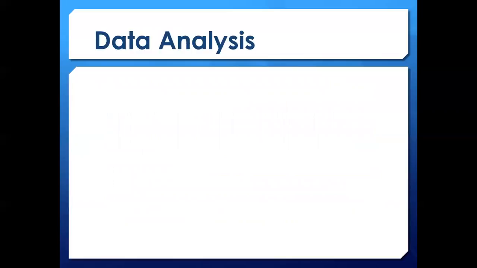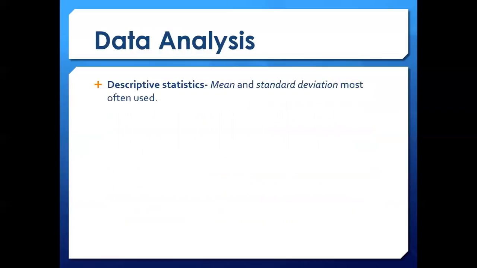Let's talk about the data that you will get with your causal comparative study. For the descriptive statistics, most causal comparative studies are going to use mean and standard deviation. Mean, again, is the average of all of your scores, and standard deviation is how spread out all of your scores are from the average. So that's the descriptive statistics that almost all causal comparative studies are going to use.